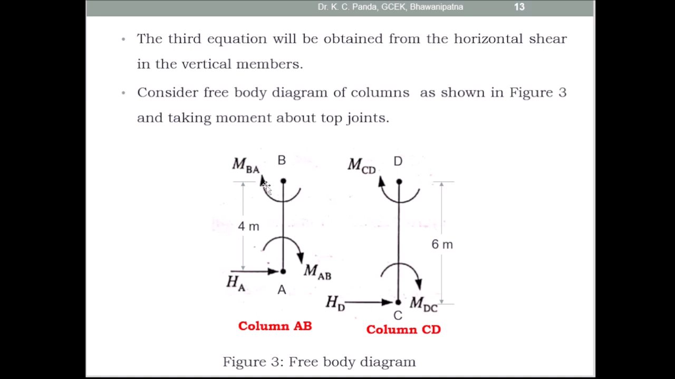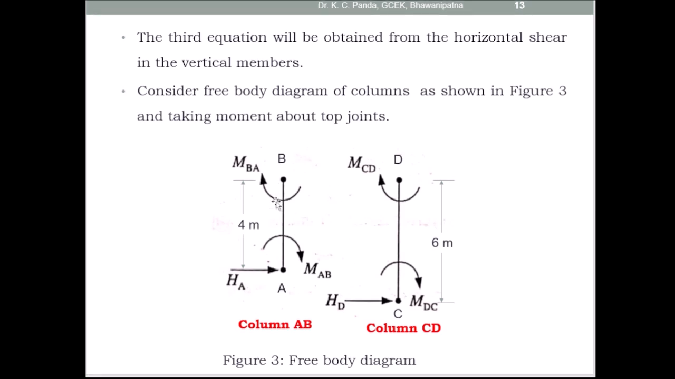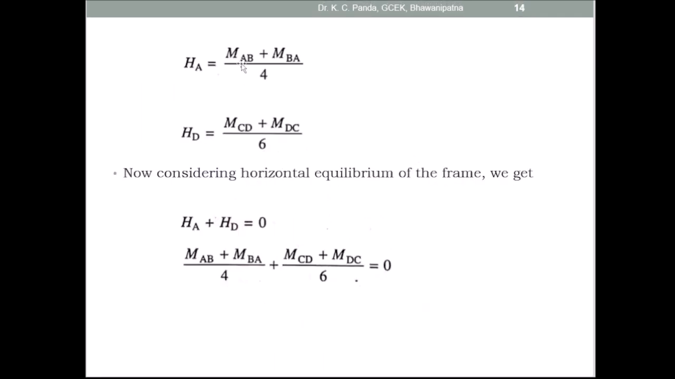So you have to take the moment for column AB about the joint B and for column CD about the joint D. In column AB, take the moment about B, so that is MAB plus MBA. Both are clockwise, equal to the anti-clockwise moment. MAB plus MBA is equal to HA into 4. That is HA is equal to MAB plus MBA divided by 4.